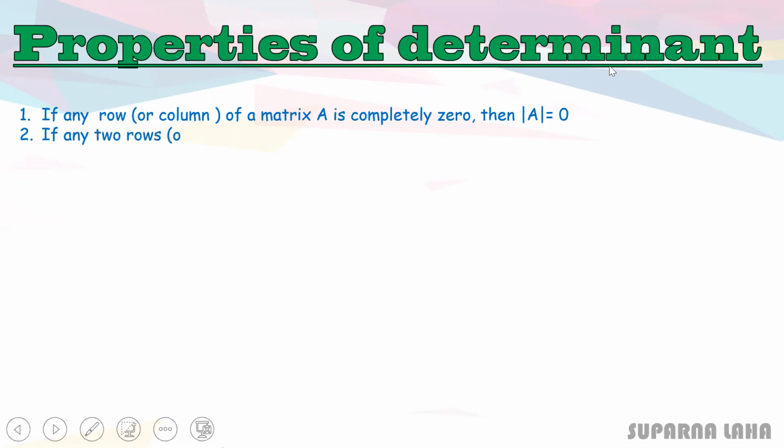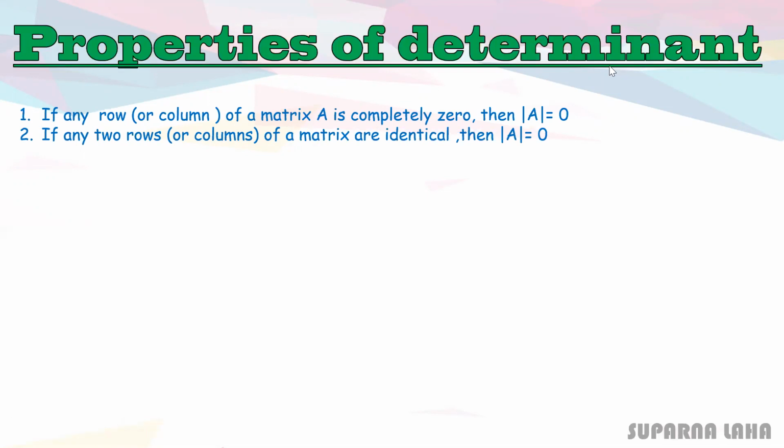If two rows or two columns of any matrix A are identical, that is, maybe two rows or two columns have the same elements in the same positions, suppose a, b, c is the first row and the second row is again a, b, c, so two rows are identical or two columns may be identical, then also the determinant of this matrix will be zero.